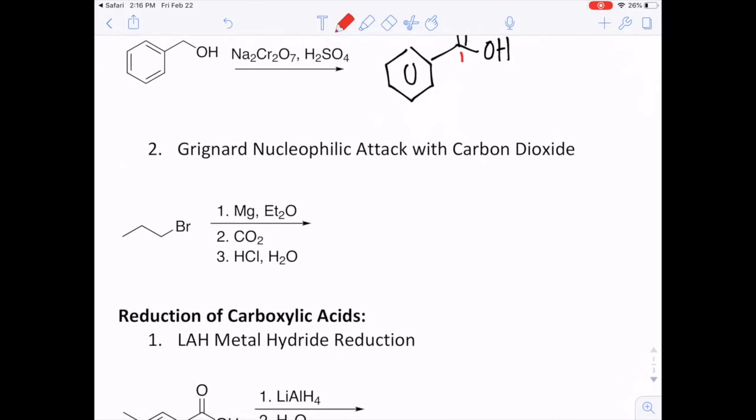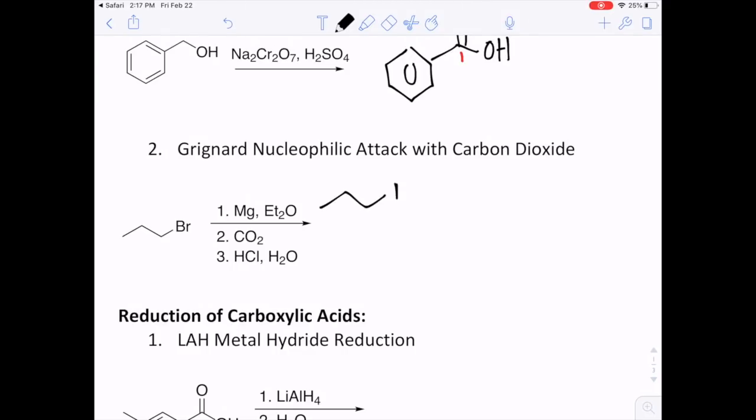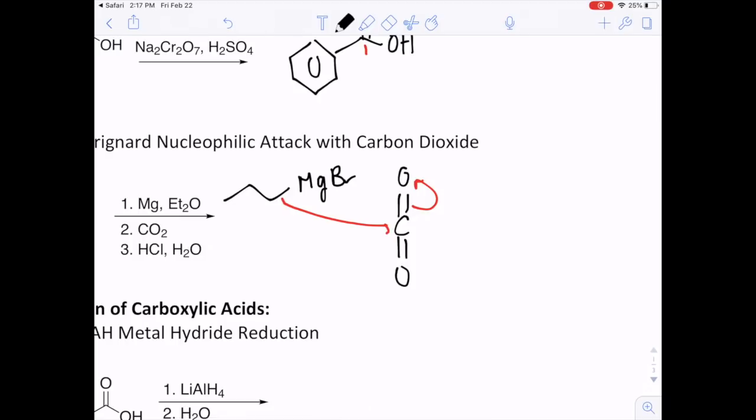The second way, which is new to this chapter, is Grignard nucleophilic attack. I can take an alkyl halide like this molecule, turn it into the Grignard, and then do nucleophilic attack with carbon dioxide to form a carboxylate anion. The final step is just that acidic workup to protonate that carboxylate anion. Let's show the product of step 1. The product of step 1 would be the Grignard reagent, so it's 3 carbons and MgBr. Then I'll draw in carbon dioxide here in its Lewis structure, so it's a linear molecule. The sigma bond electron density is going to attack that carbon, push these pi electrons up to form a molecule that looks like this. 1, 2, 3, 4.